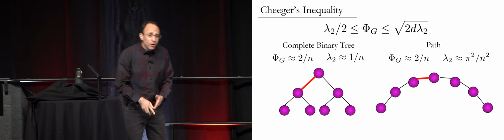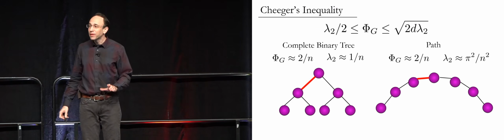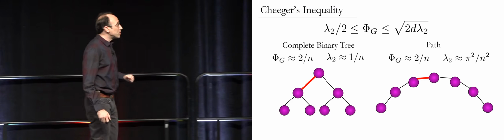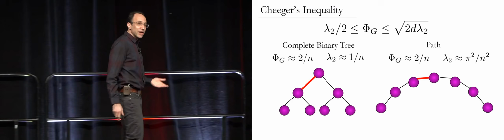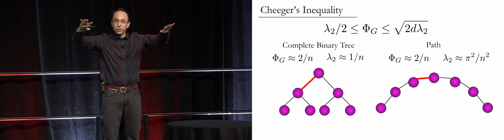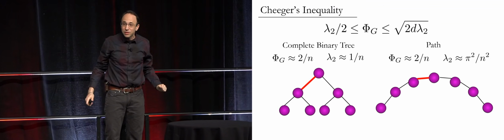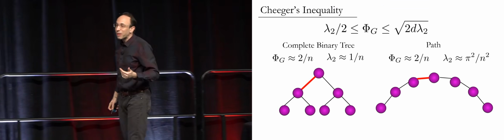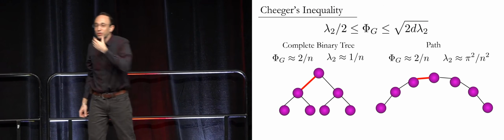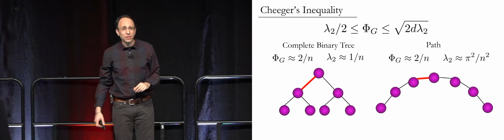I should mention that both sides of this inequality can be tight, at least asymptotically. I haven't given you the sharpest constants, but the phenomena can happen. So on the left-hand side, you can have conductance close to lambda 2, and a good example of this is the complete binary tree. So you form this by taking a vertex, you give it 2 children, you give those nodes 2 children, those nodes 2 children, you keep going, but we're going to stop and make it finite and have n vertices. The conductance of this graph is about 2 over n. If you cut that red edge, one of the edges attached to the root, you'll get conductance about 2 over n. And lambda 2 is about 1 over n. So in this case, the conductance and lambda 2 are about the same.